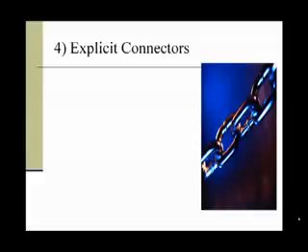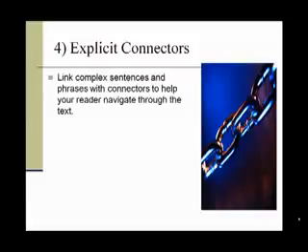Tip number 4 is to link with explicit connectors. And that's where we should link complex sentences and phrases with connectors to help our readers navigate through the text so they can follow the flow of the writing smoothly and clearly see how the thoughts are joined together. Well, some effective connecting words are, for example, however, and therefore, and because. And they join sentences together so your reader knows without too much work that what you're saying now is connected to something else. Here's a wrong example.